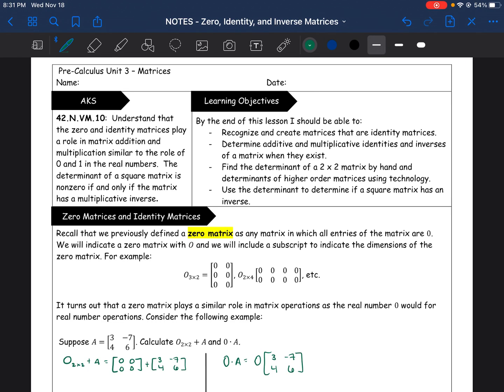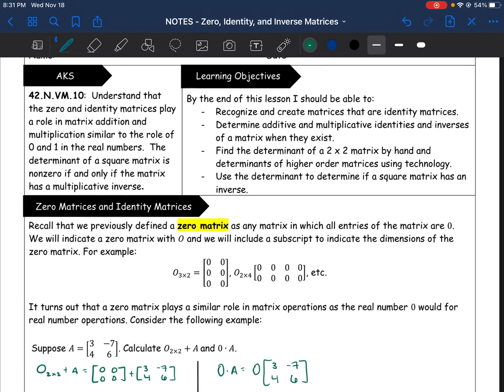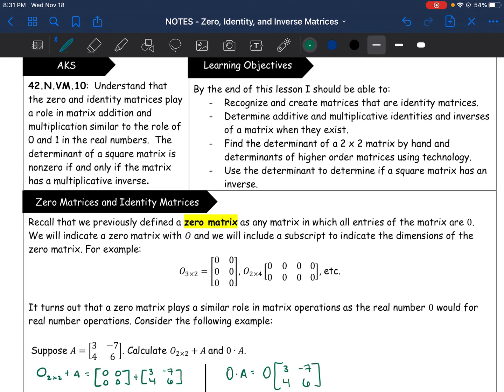In today's video, we're going to be learning about zero matrices, identity matrices, and inverse matrices. Let's go ahead and get started. We're going to begin by looking at zero matrices and identity matrices.